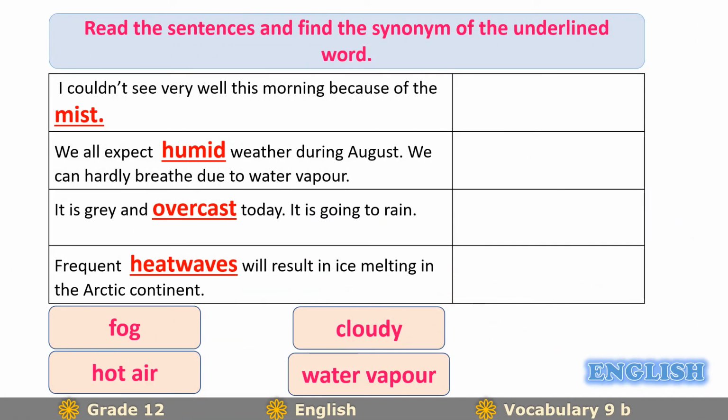And now you are going to read the sentences and find the synonym of the underlined words. So, as you can see here, we have four words: mist, humid, overcast, and heat waves. And these are the synonyms: fog, hot air, cloudy, and water vapor. So please, dear students, take your time, read the sentences, and try to find the synonym of each word.